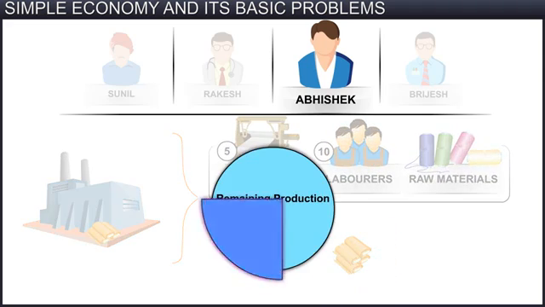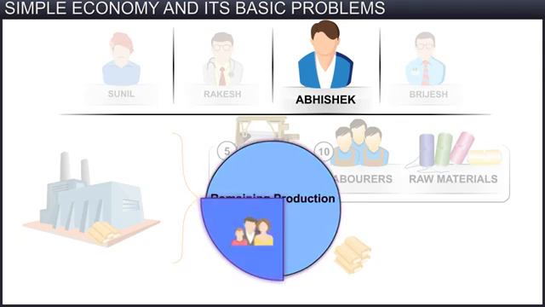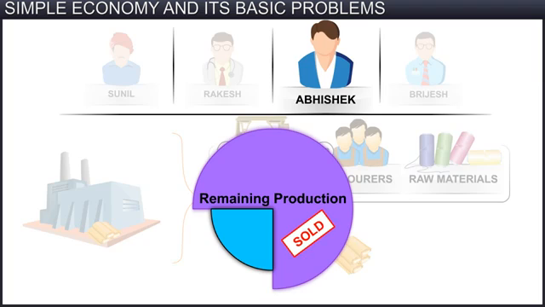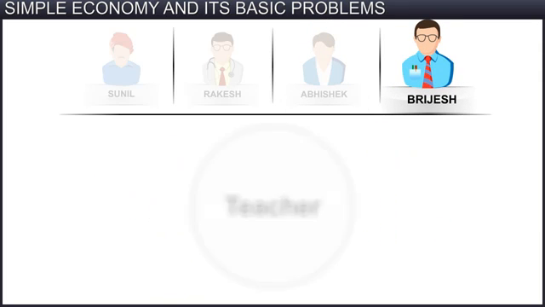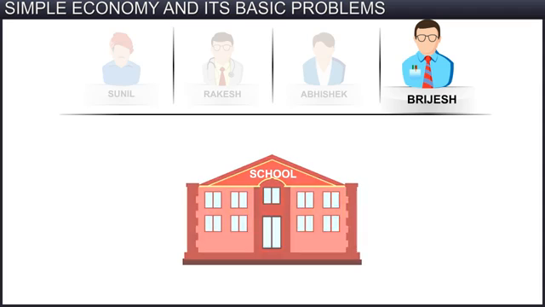Abhishek may keep some of the clothes produced for himself and his family. The remainder is sold in the market. With the money earned from sales, he satisfies his other requirements. Finally, Brijesh is a school teacher. He teaches in one of the government schools to earn his livelihood by way of a monthly salary.